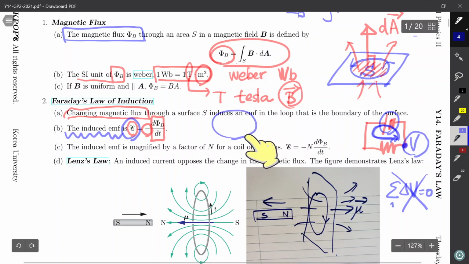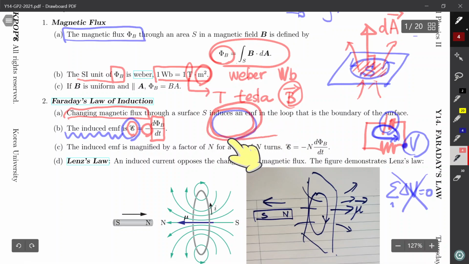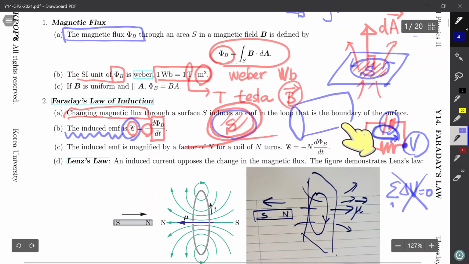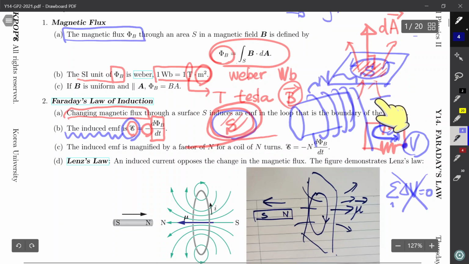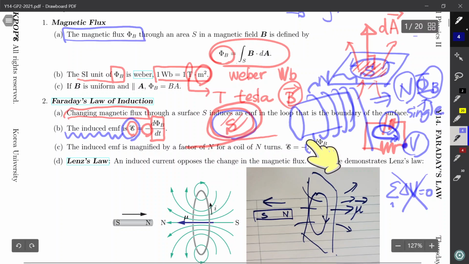We have a surface, but if you make one loop and two loops, then although the area is the same, the number of turns, one turn, two turns, three turns, and four turns, increases the magnitude of the flux. This Φ_B is for a single loop and N loops. Therefore, if you make N turns, the induced EMF is magnified by a factor of the number of turns.